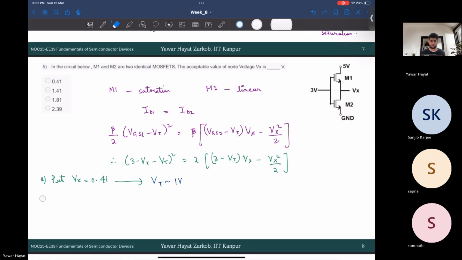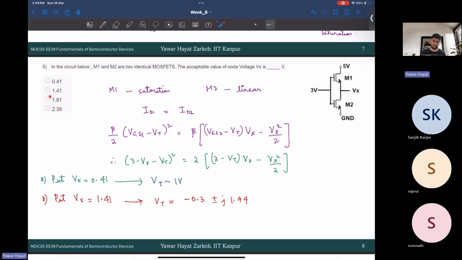Similarly, if you put Vx equal to 1.4, it turns out the value of Vt that you'll get after solving this will be quadratic. So it is a quadratic equation in Vt when you plug in the value of Vx. The Vt value in this case will be a conjugate pair, minus 0.2 plus or minus 0.1 j. So this is not acceptable, right? Vt cannot be imaginary.